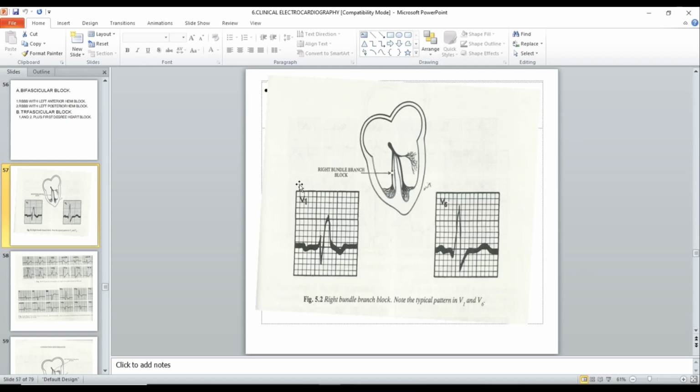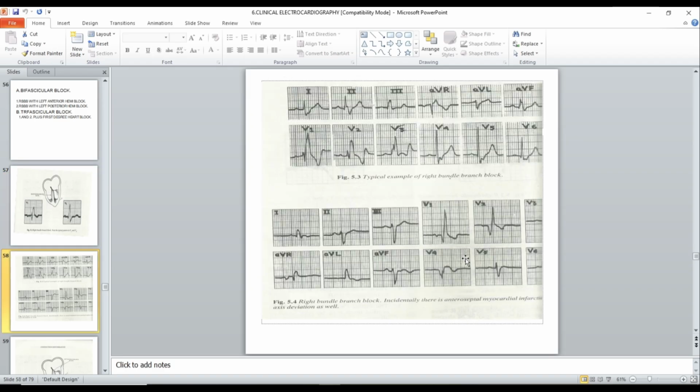This is right bundle branch block. Typical pattern in V1 and V6 are RSR pattern in V1 and wide QRS complex, while wide S in V6 and total duration is more than 0.12 seconds. This is a typical right bundle branch block RSR pattern in V1. Again, RSR pattern in V1, the duration is more than 0.12 seconds and deep S waves in V6.